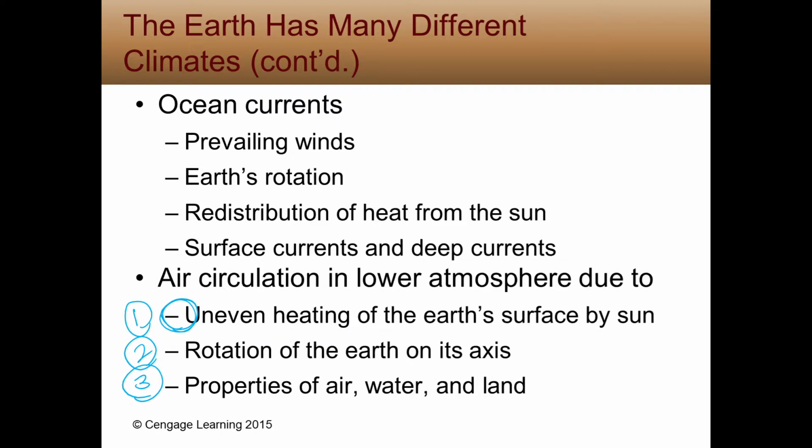Air is heated way more at the equator. The sun's rays directly strike the equator, while at the poles they hit at an angle. We don't get as much sun at the poles. And so you have this uneven heating, which helps lend itself to this air circulation.